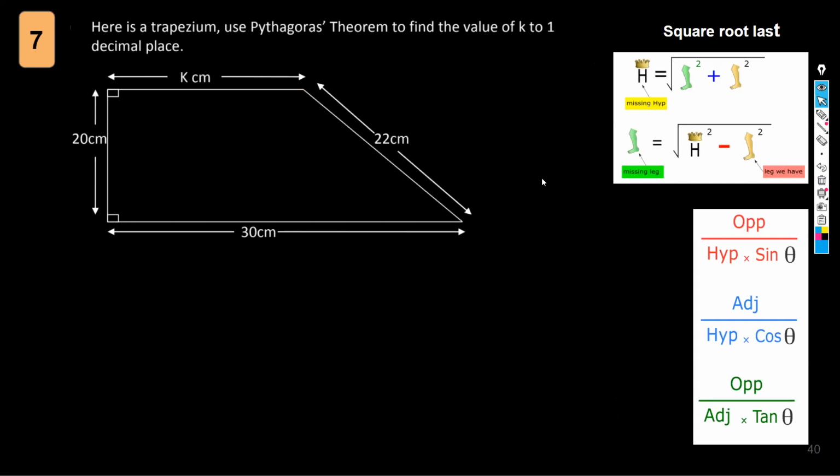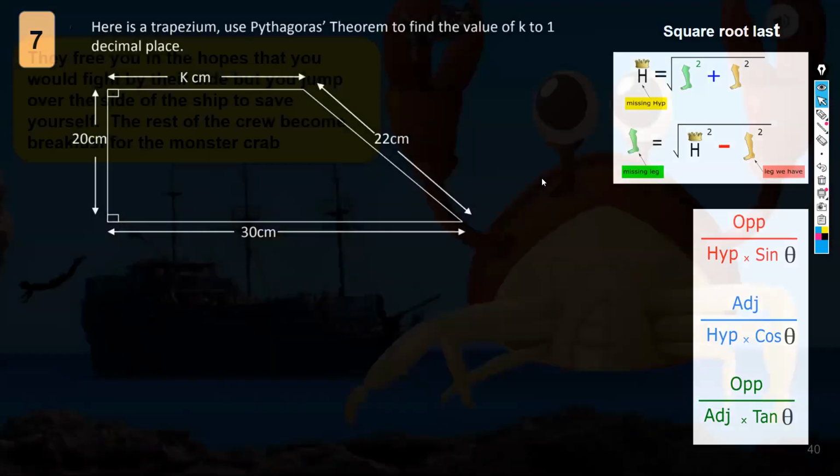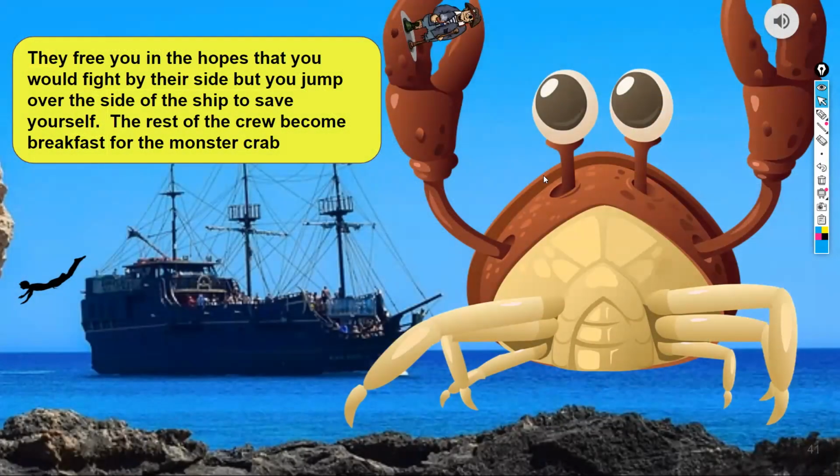See what this crab does to these pirates. So it seems that you jump overboard here and the pirate is caught in the claws of the giant crab.